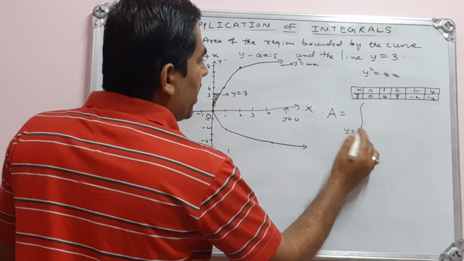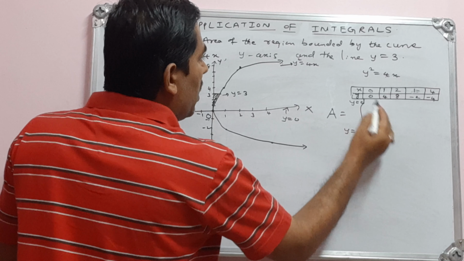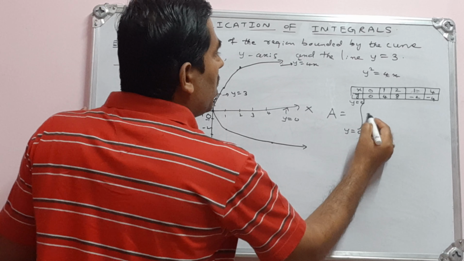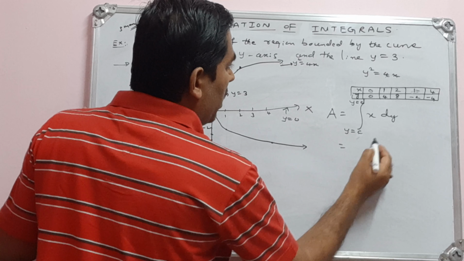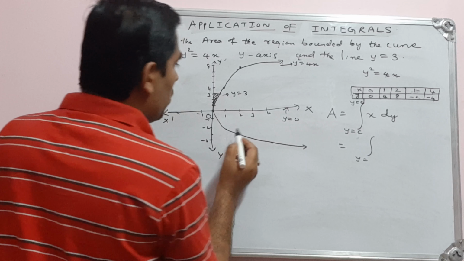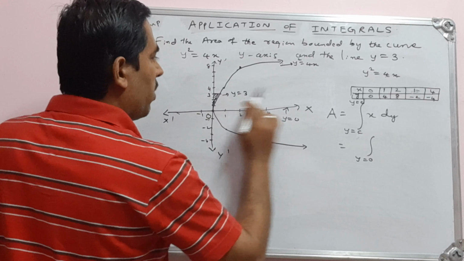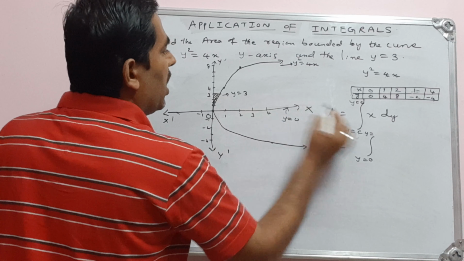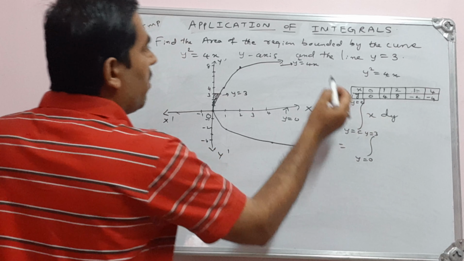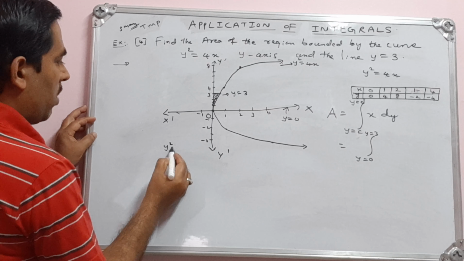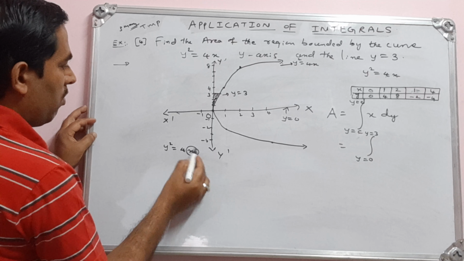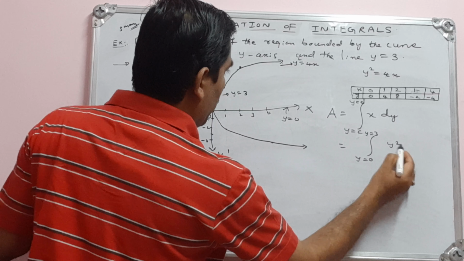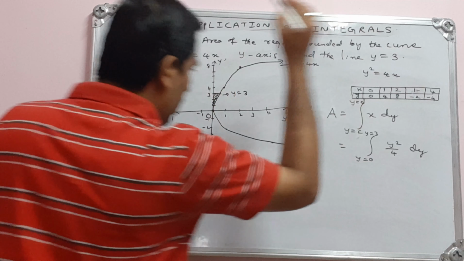Generally we write it as y is equal to c to y is equal to d. So it is bounded by the y-axis, which means the area is the integration of x dy, from y is equal to 0, the equation of the x-axis, to y is equal to 3. Where is x? We have to solve for x. Y square is equal to 4x is given, very important. Solve for x, we get y square by 4, so x is nothing but y square divided by 4.